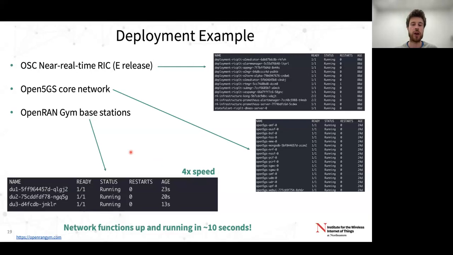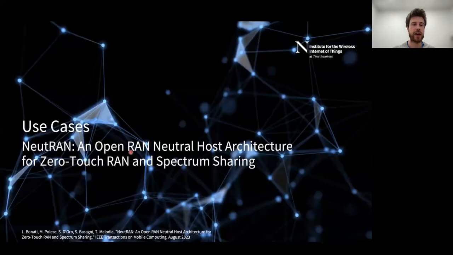That might be, I want to deploy a base station in this specific area, where before the request, there was only one general purpose server. And then after we receive the request, we can deploy in a matter of tens of seconds. So all of this is the infrastructure that we're using.